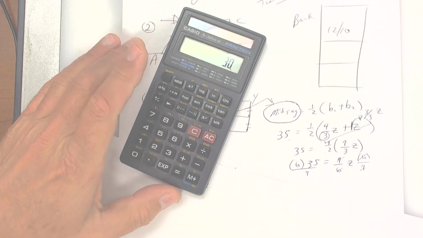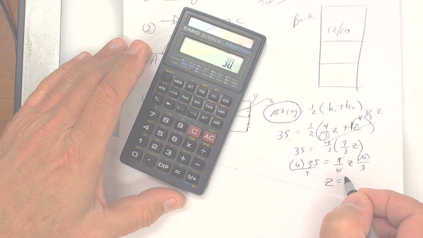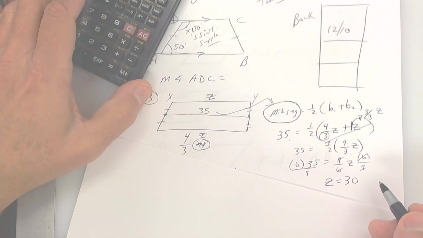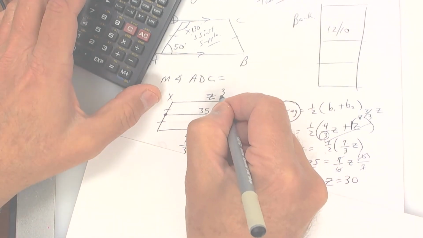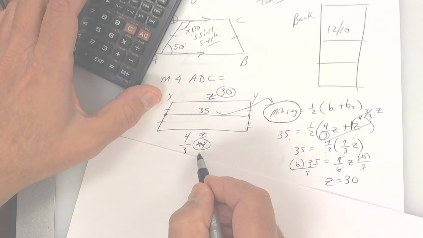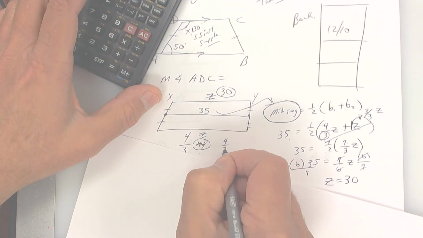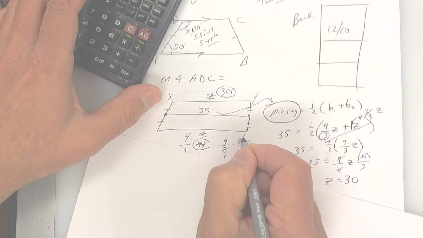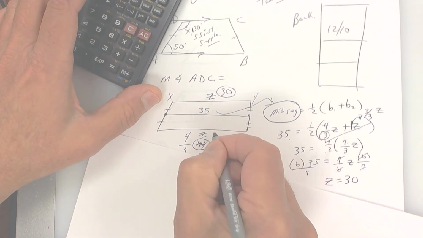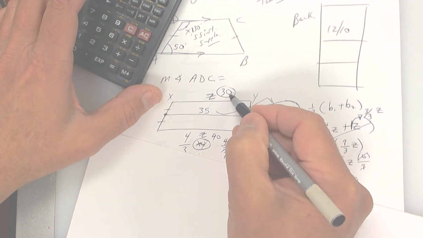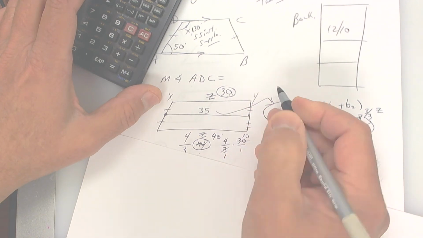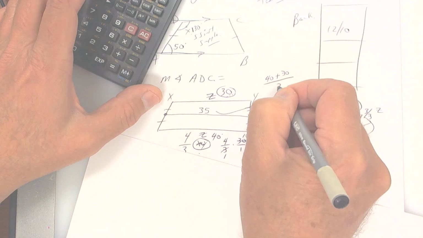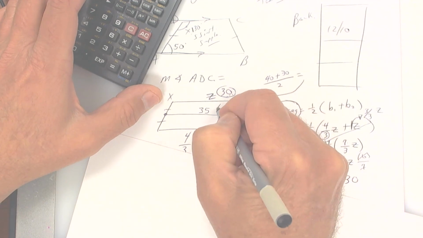And I get 30. So Z is equal to 30. Now, if you want to find out what this other side is, you would take 4 over 3 times 30 over 1. 3 goes into 3 once, 3 goes into 30 ten times, so this is 40. If you add up 40 plus 30, you get 70. And if you divide by 2, you get the mid-segment.